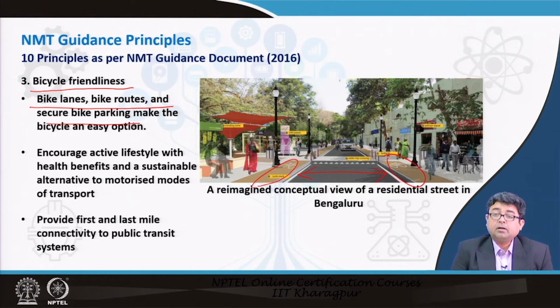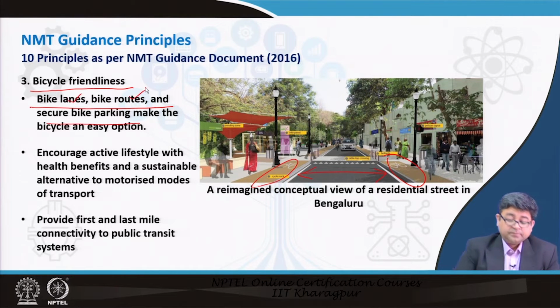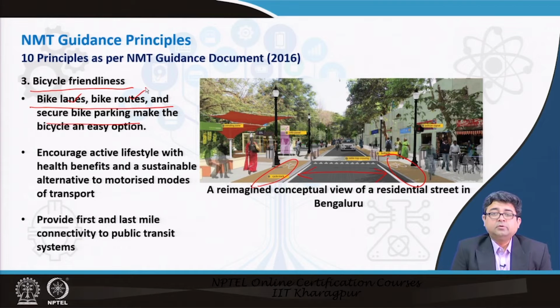The other thing in our urban areas is parking. Parking is a big issue, right. We do not have good parking facilities. Wherever we want to park either our motorized vehicle, two-wheeler or even bicycle, we do not have good parking spaces. So, we have to provide good parking spaces along with bicycle lanes and routes that encourage people to bicycle.